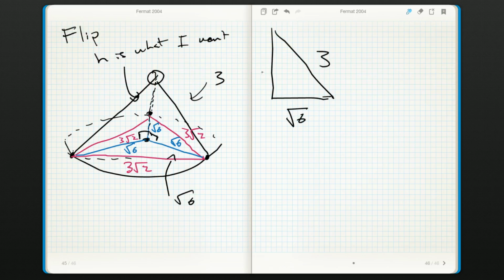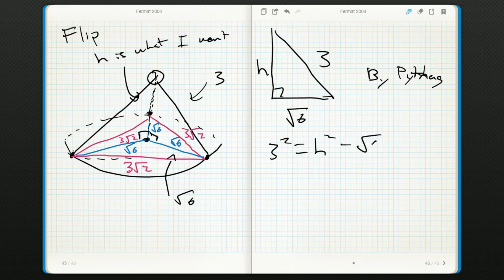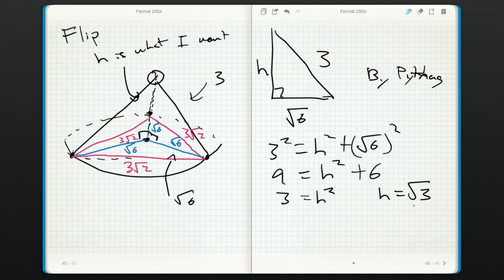3, root 6, h. So by Pythagoras, 3 squared is equal to h squared plus root 6 squared, and that root 6 actually isn't a burden right now because it's just going to be 6. So 3 is equal to h squared. H is going to be the square root of 3. And that was the distance left that I needed to make up.